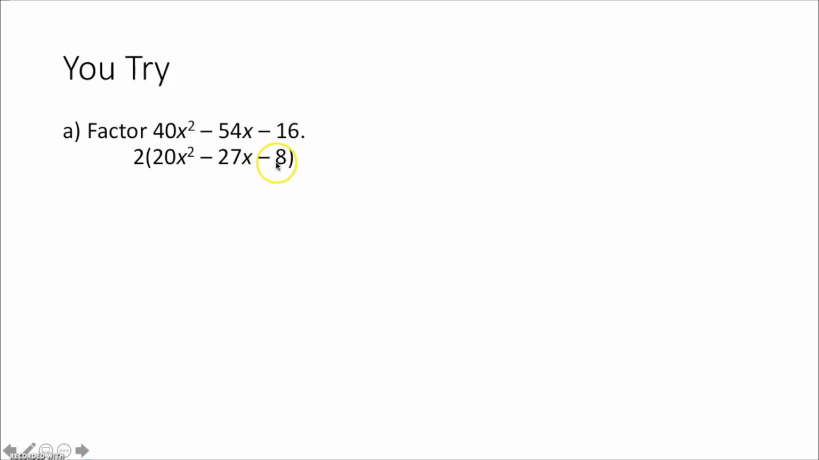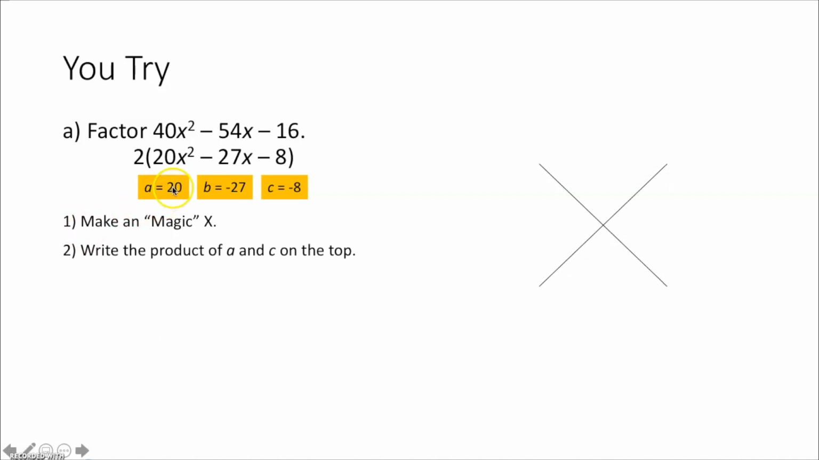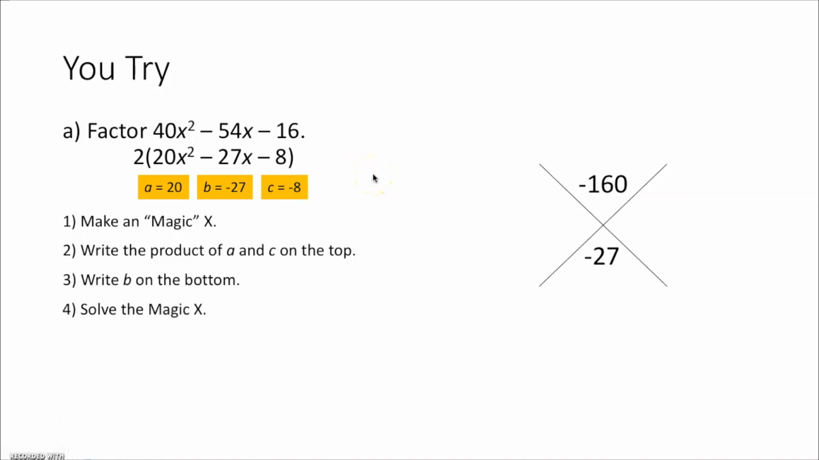We now can use our magic x to factor what's left in here. So our a value is going to be 20, our b value is going to be negative 27, our c value is going to be negative 8. We create our magic x, a times c is going to go on top, so 20 times negative 8 goes on top. Our b value goes on the bottom, that would be negative 27. And now we think about two numbers whose product is negative 160 and whose sum is negative 27.